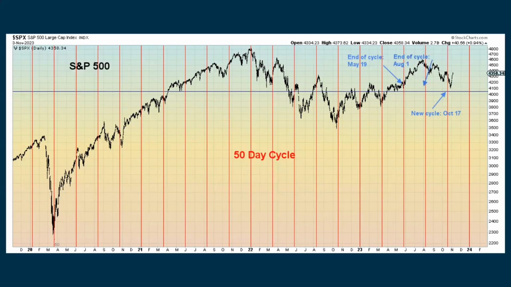Then the 50-day cycle, and I was showing this all the time when we had our last turn right around October 17th. Well, we started to drop down after that, and now we appear to be reversing. So maybe this is outside of the 50-day cycle. We just use this for observation purposes. It works sometimes, it doesn't work other times.